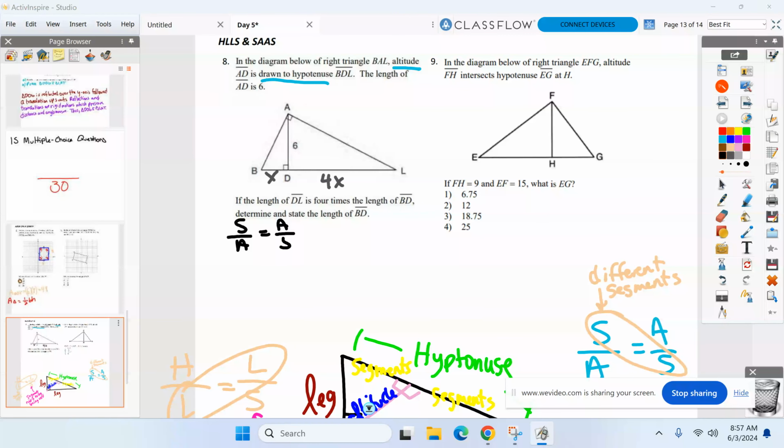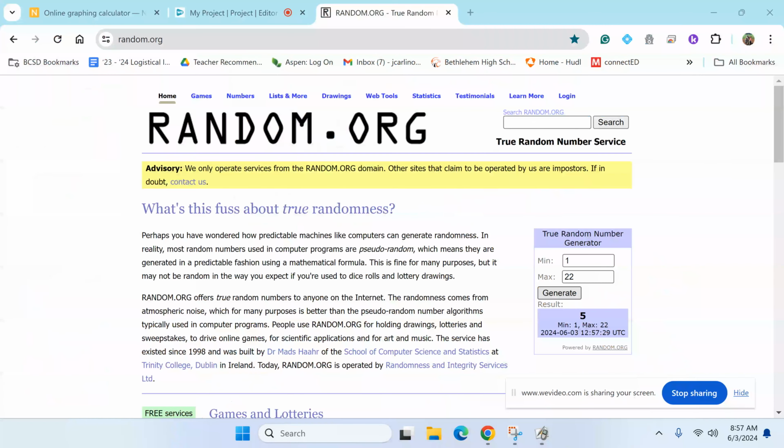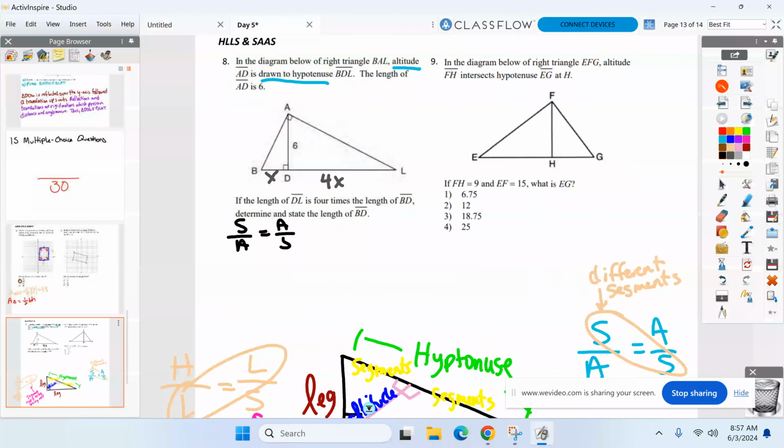All right, fill it in now before we solve it. I need your help filling it in here. Cormac, fill it in. S. X. Altitude. 6. Altitude. 6. Segment. 4x. All right, here we go, kids. Now it's your algebra ability.